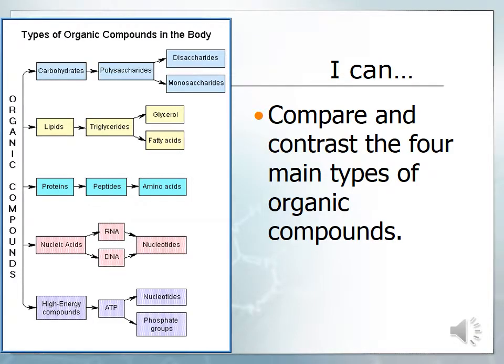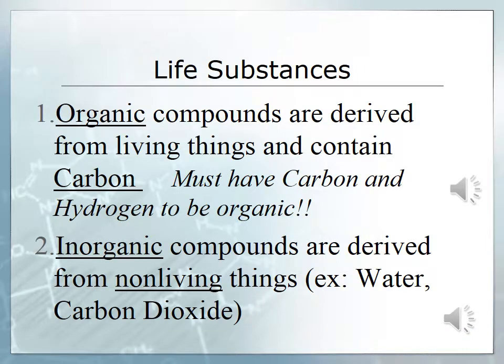So by the end of this unit, you should be able to compare and contrast the four main types of organic compounds. Remember, organic means living. Organic compounds are derived from living things and contain carbon. It must have carbon and hydrogen to be organic. Many scientists can't agree on whether it has to have just carbon or carbon and hydrogen. So for the purpose of this class, I want you to remember that it must have carbon and hydrogen.